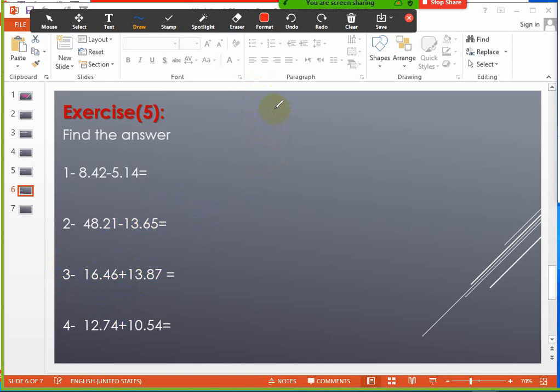Number 3, I have to add 16.46 to 13.87. I have to find the answer. That means I have to find the sum between those 2 numbers. Okay, 6 plus 7. Please write with me your answers. Write with me the answers, please.